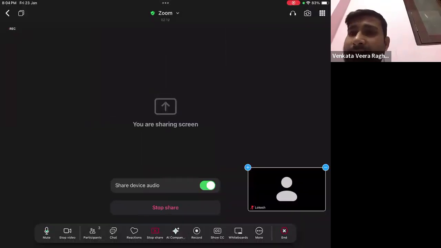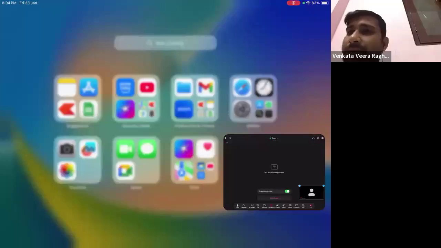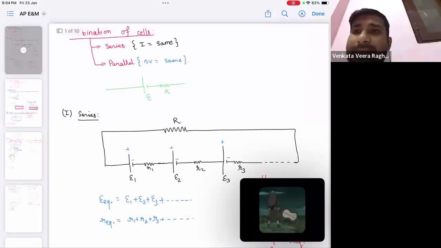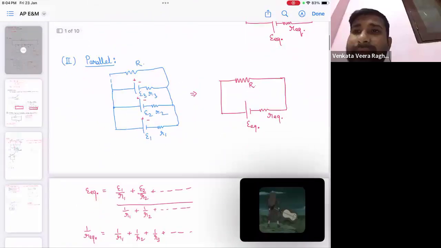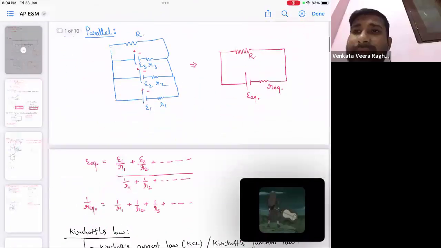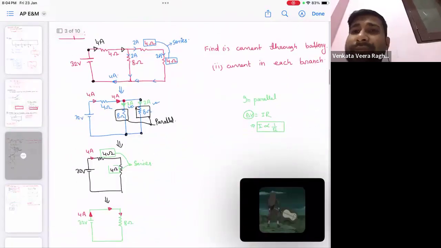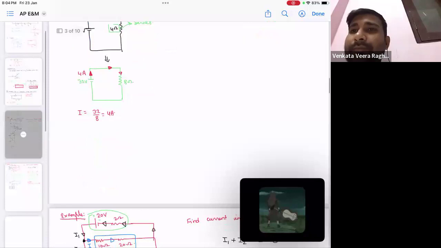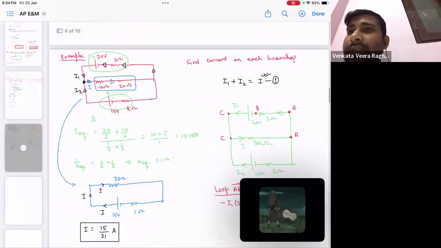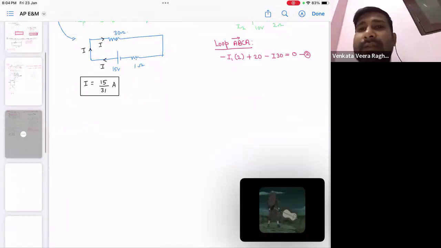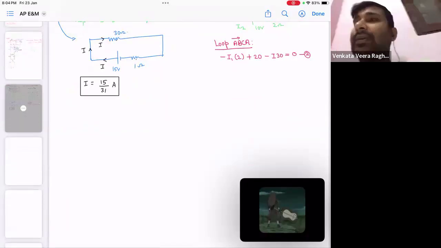Okay, let's continue now. So we were discussing current electricity, isn't it? In current electricity, we discussed the series and parallel combination of cells, series and parallel combination of resistors. And then we have also discussed Kirchhoff's law. This is the series connection. Let's discuss some examples now on this series and parallel combination of cells.